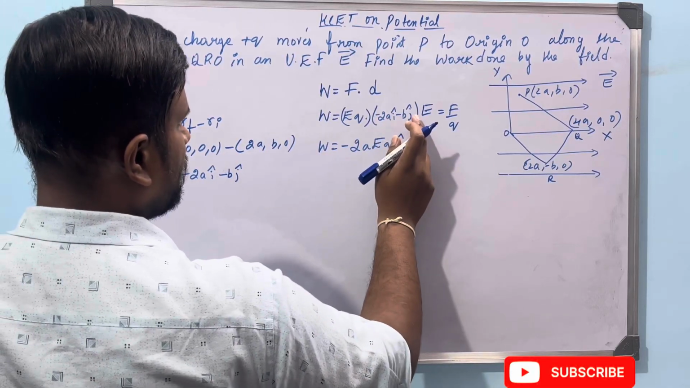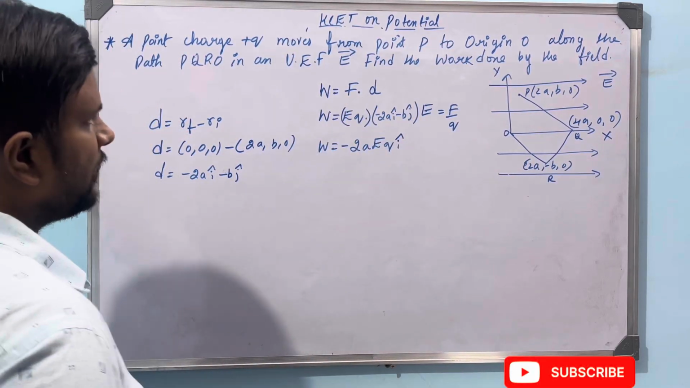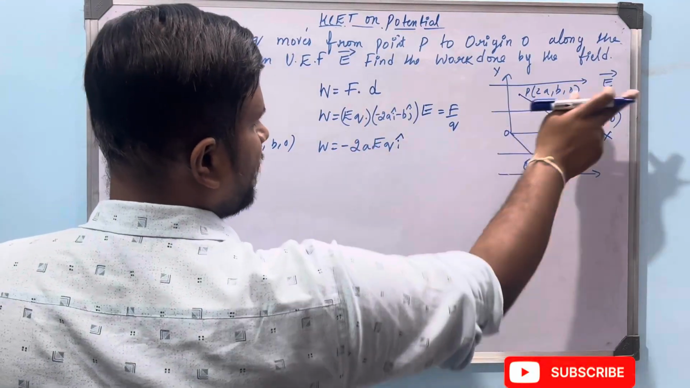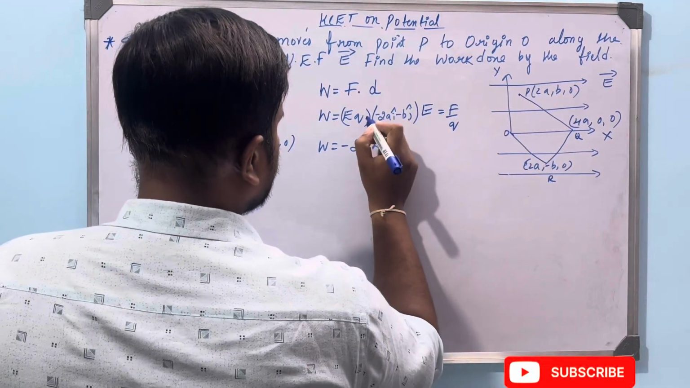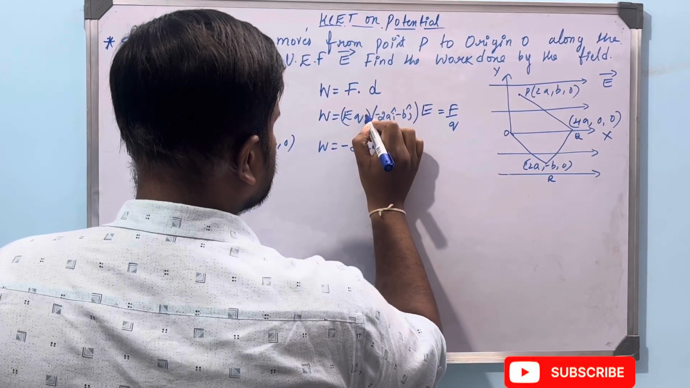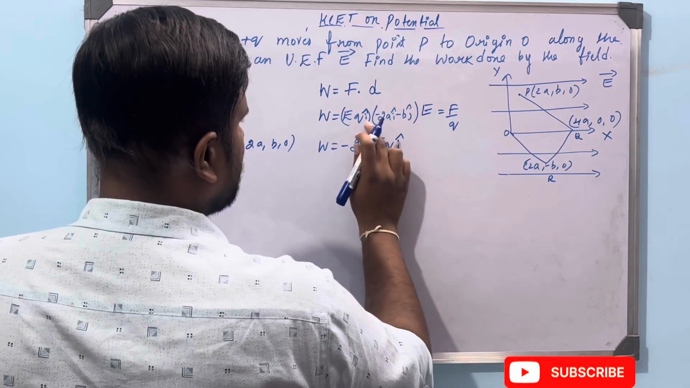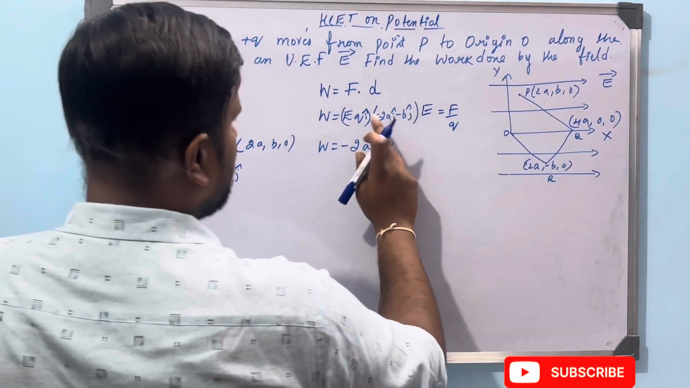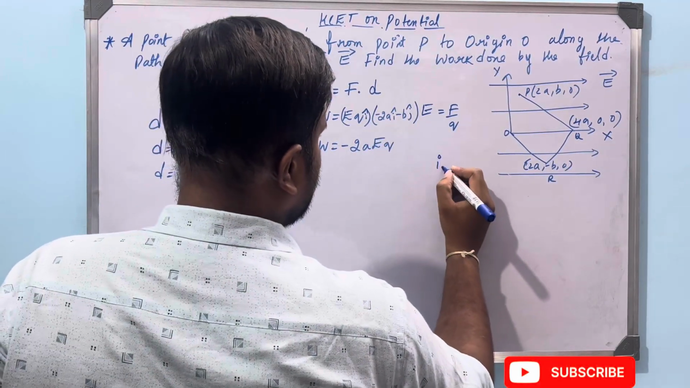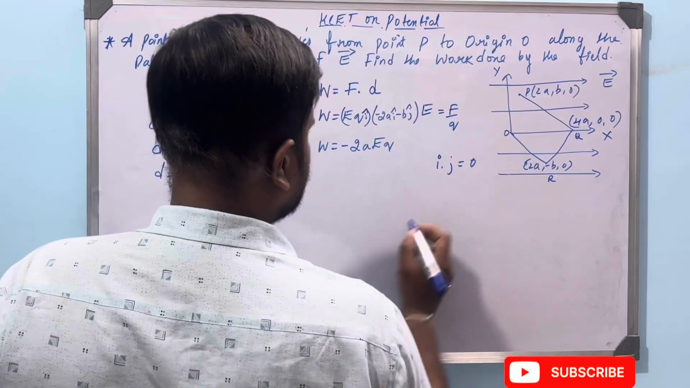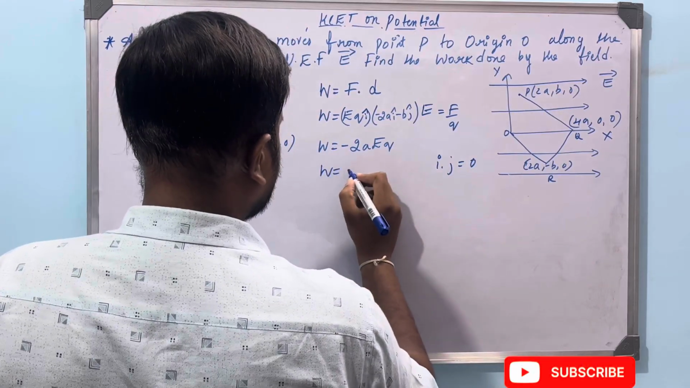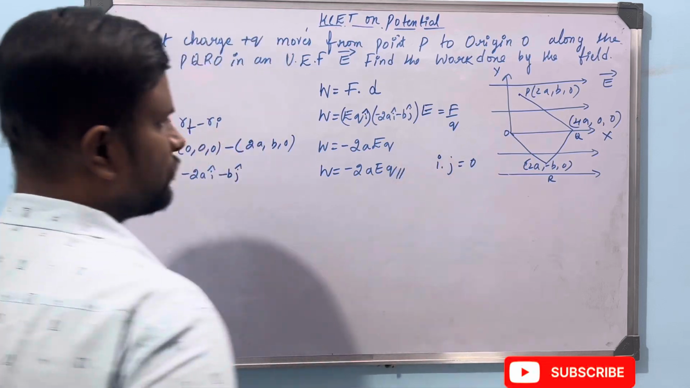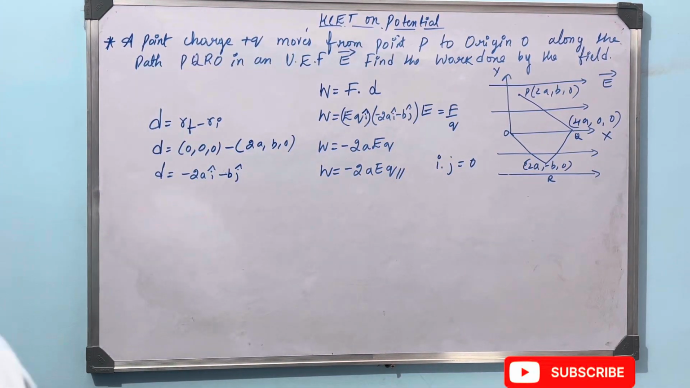Now they have given the F value. What is the electric field? The electric field is going in the x direction, so that's why I write it as i cap. Now i into i means its value is 1 only, but i into j value is 0. So the required solution is work done equal to minus 2a into EQ.